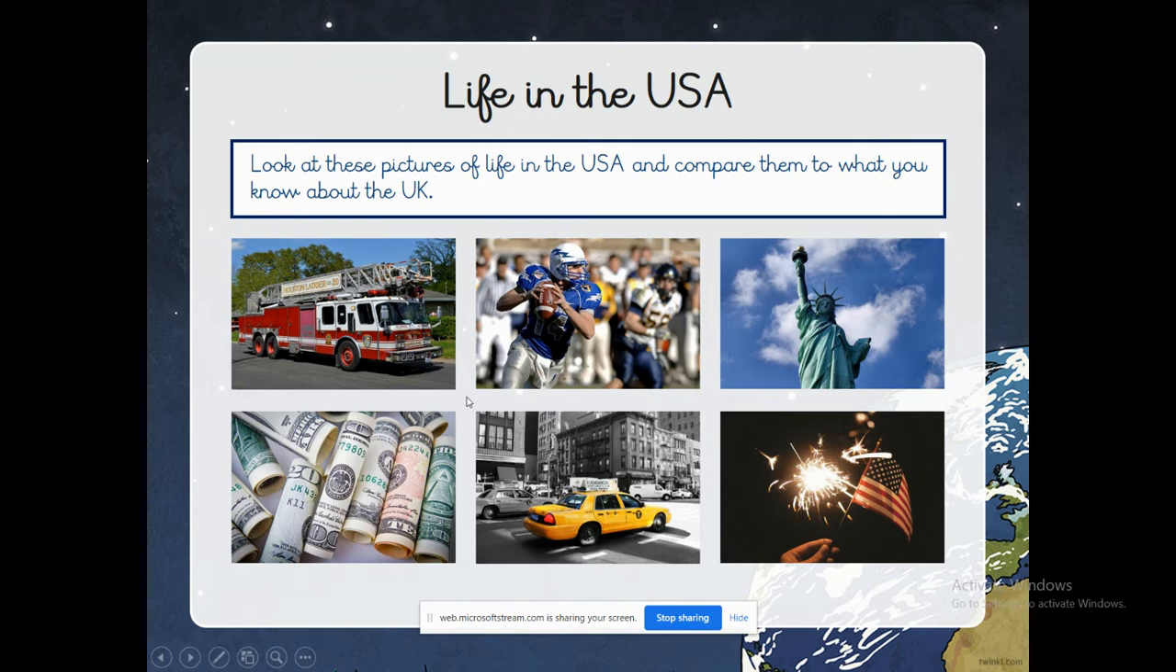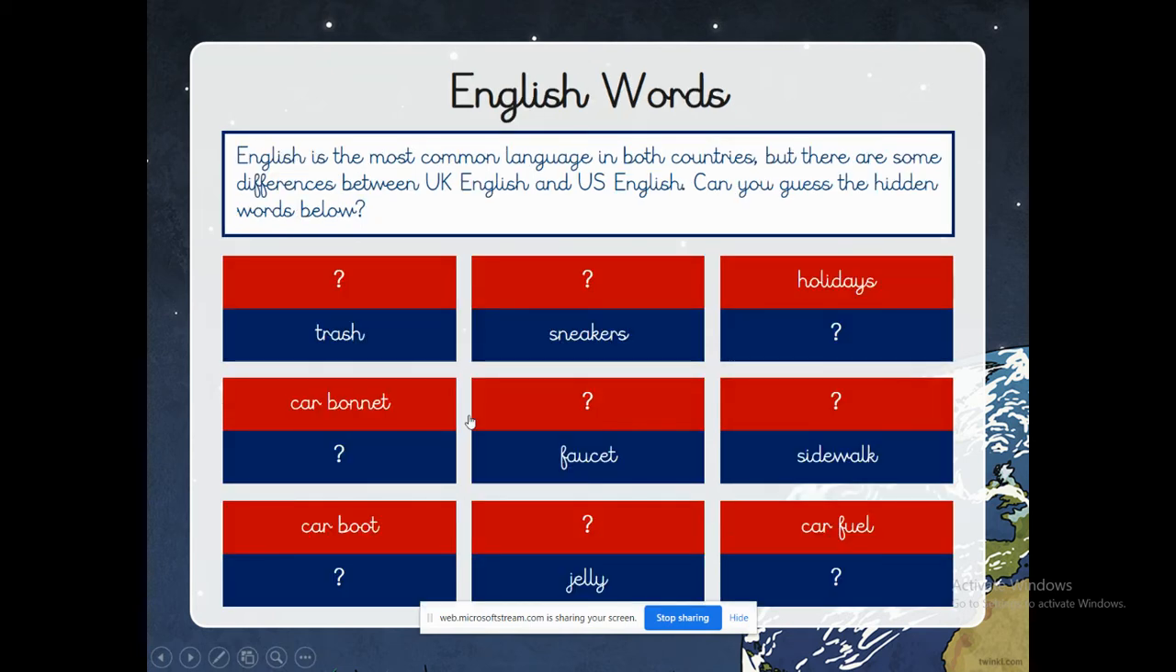Now, let's have a look at the next slide. We'll skip this one because we'll come back to it. Here are some words that are either used in red, it would be the English from Britain, and in the blue, it's the word the Americans would use. Now, again, I'm going to give you a few seconds. Just have a look at those words and see if you can guess the English equivalent or the American equivalent of our words.